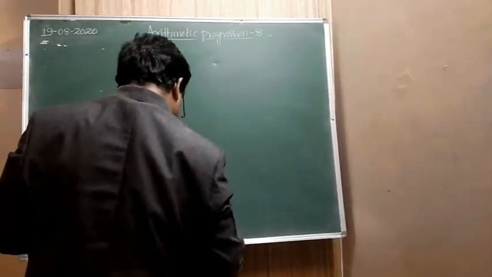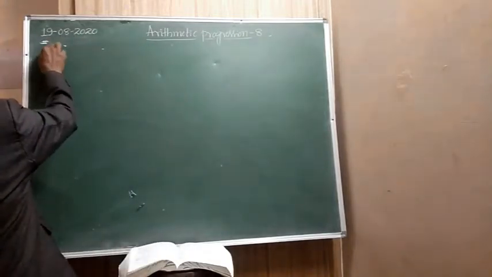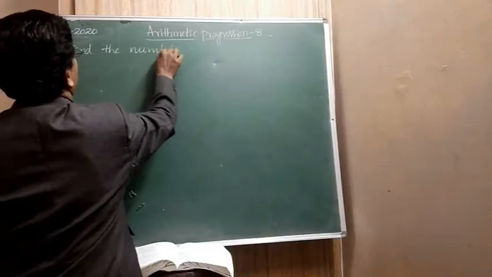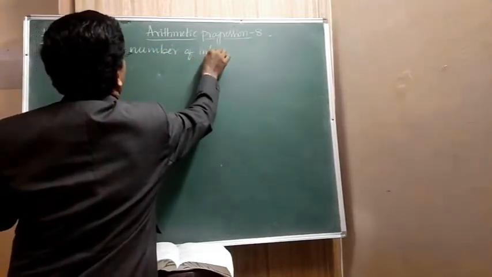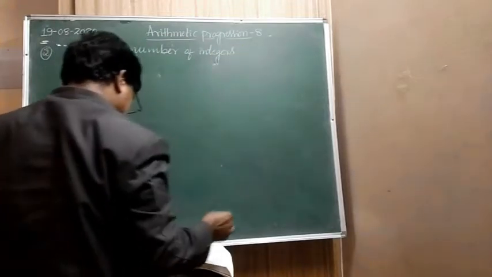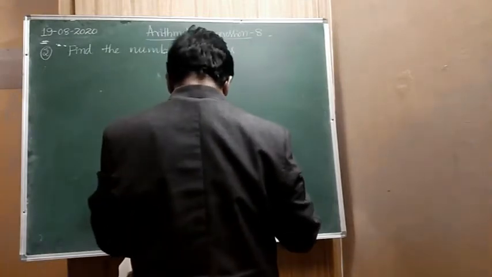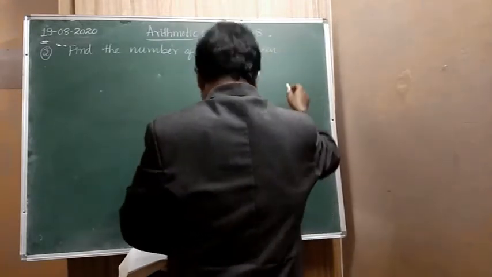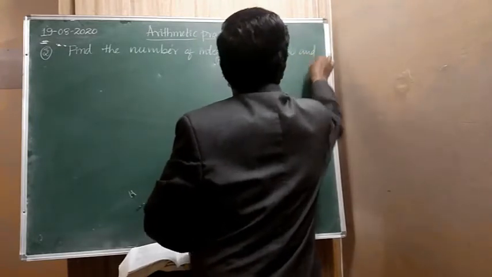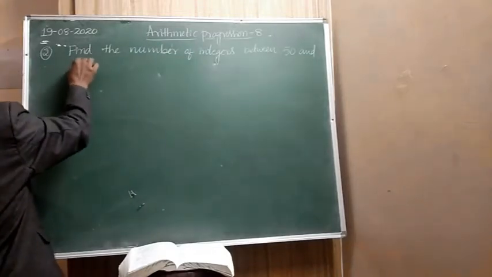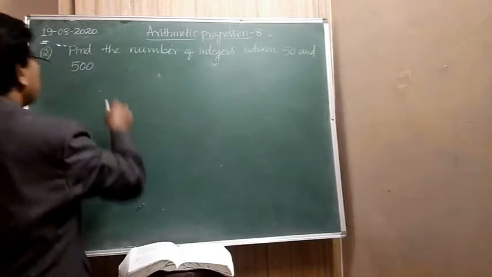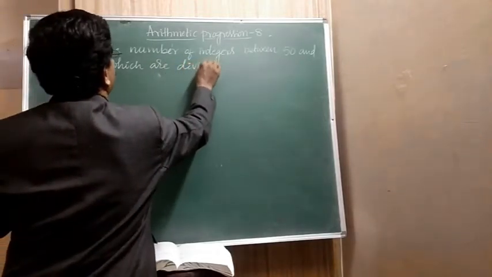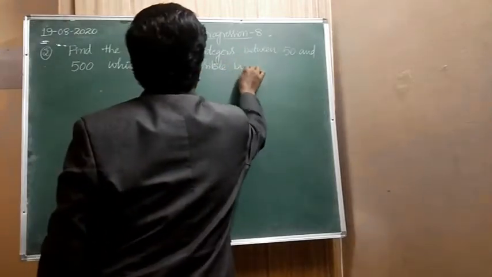Second question: find the number of integers between 50 and 500 which are divisible by 7.